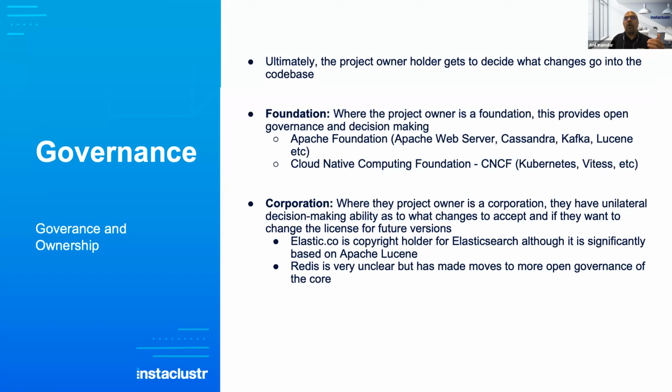The owner could also be a corporation or could be a profit-making company. In this case, they have unilateral decision-making ability as to what changes to accept and if they want to charge the license for future versions. Elastic.co is a copyright holder for Elasticsearch, although it is significantly based on Apache Lucene.